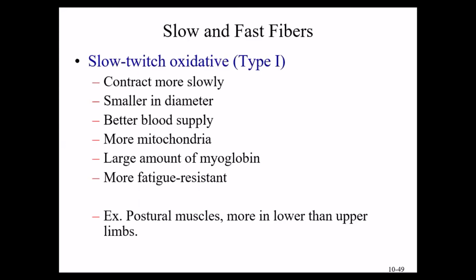They have a large amount of a protein called myoglobin. You may have heard of hemoglobin before. Hemoglobin is what's in your blood cells to help carry oxygen. Well, you have a very similar type of protein in the muscle cells called myoglobin, and that also helps to carry oxygen. So you have a large oxygen supply. A lot of mitochondria, so more energy, more oxygen here. And so these types of muscle fibers are more fatigue resistant. They don't tire out as easily.